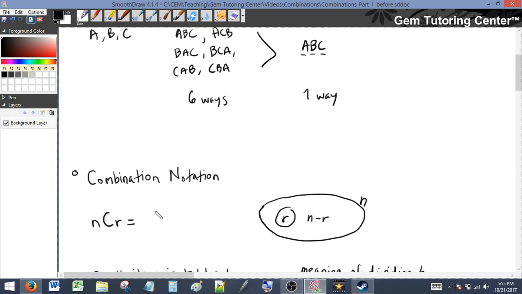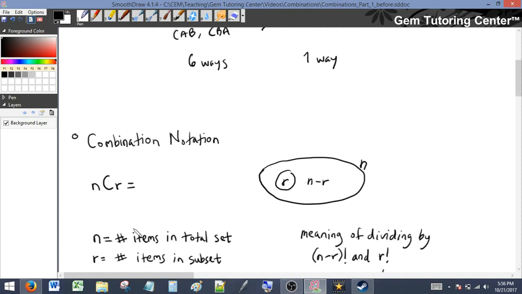So here is the notation. It's nCr, okay, where n is the number of items in the total set and r equals the number of items in the subset. So let me write down what the formula is. It's n factorial divided by (n minus r) factorial times r factorial.